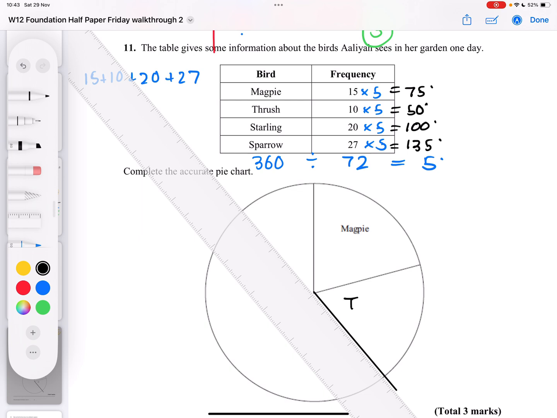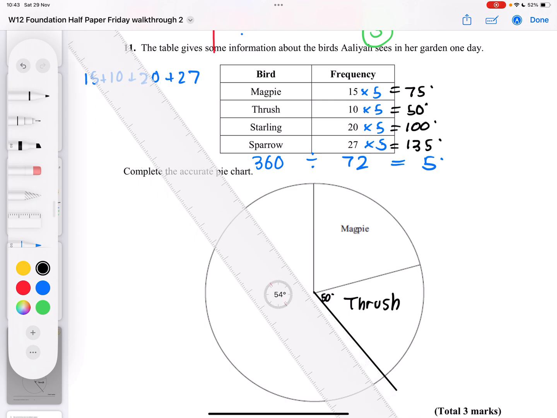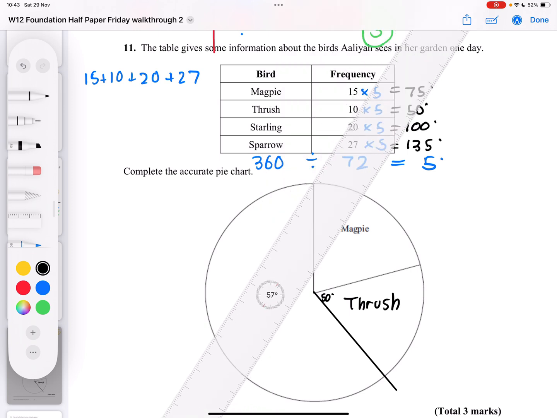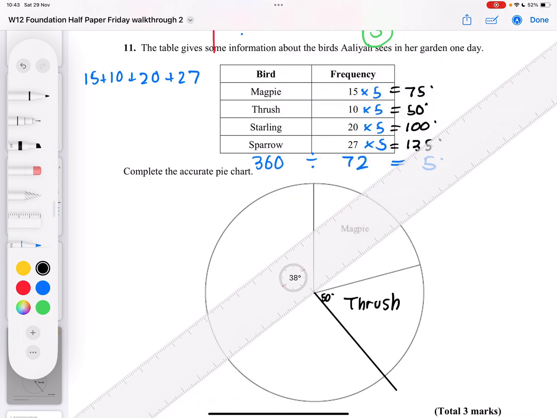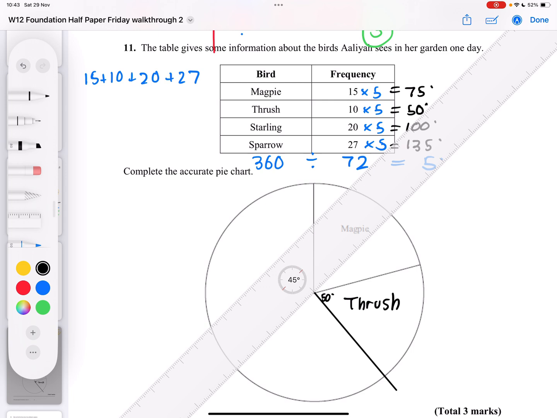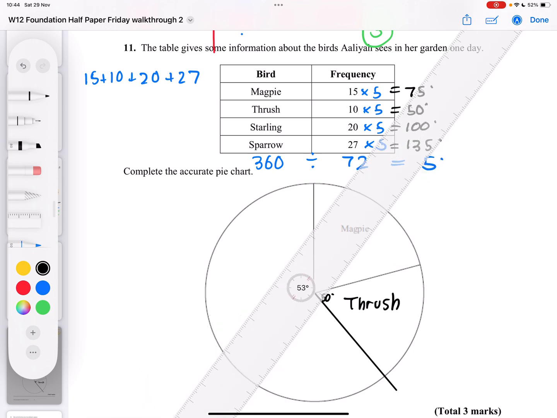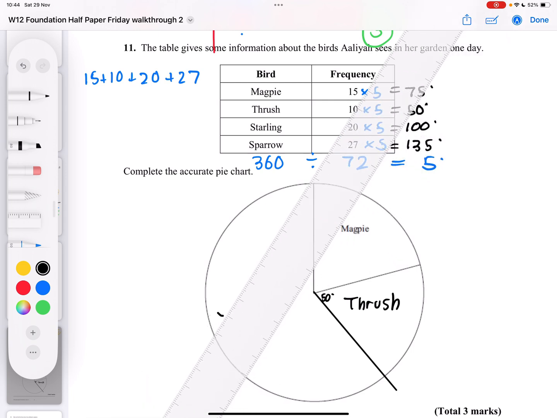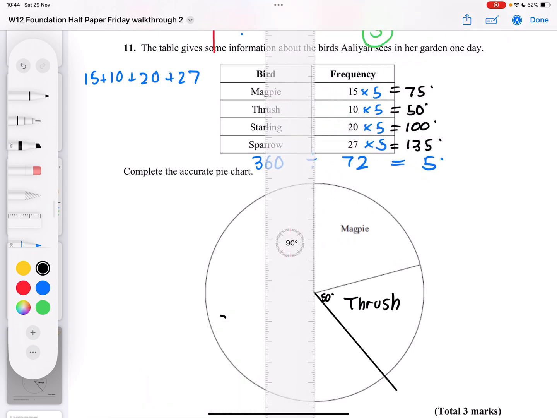So that's the thrush, and I'm going to label on there 50 degrees, and then I need 100, so I'm at 50, so I'm going to be looking at 100 degrees. I know it's going to be difficult. Let's do it from the top one. So 100, that's at 90.